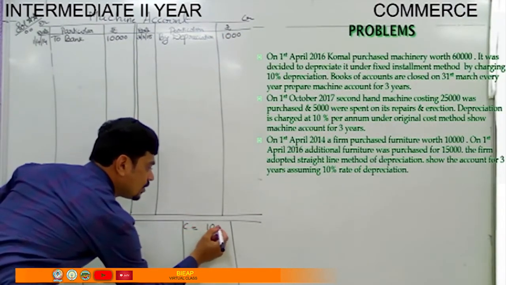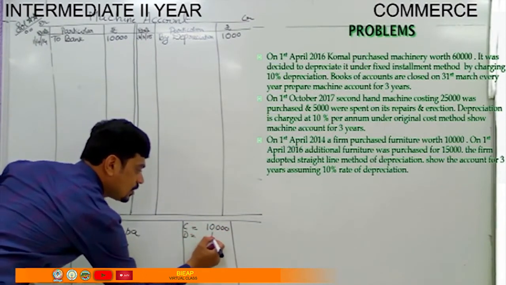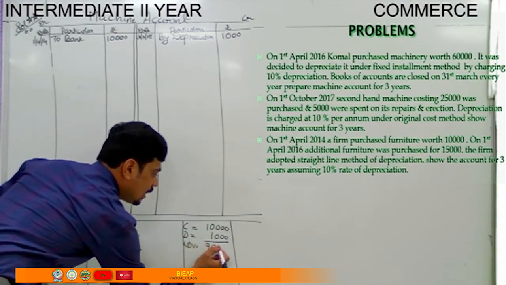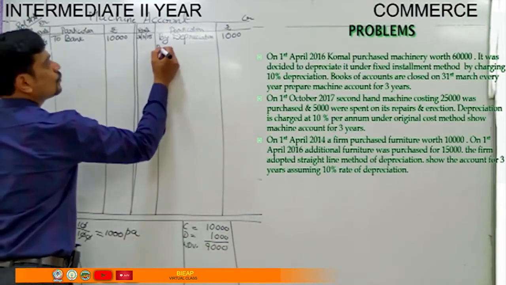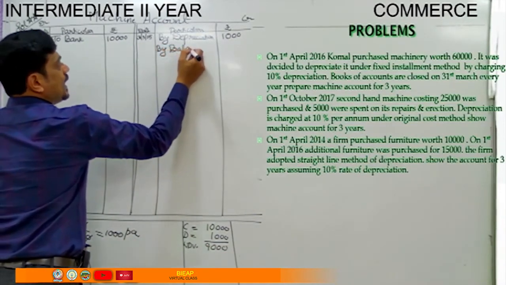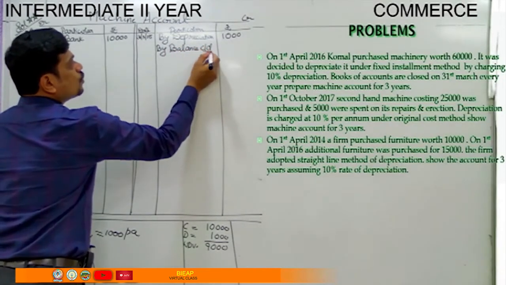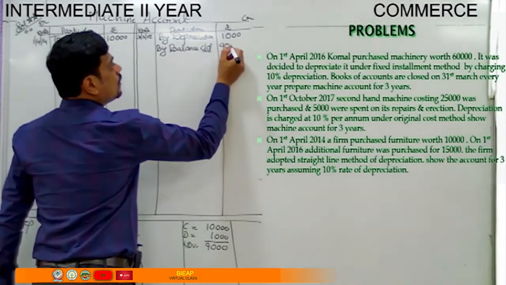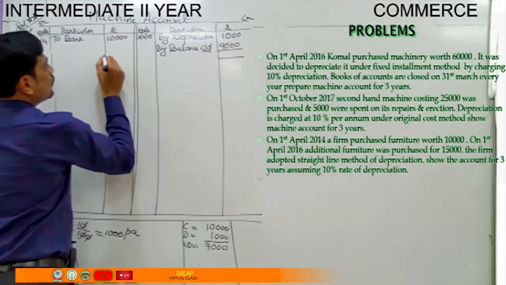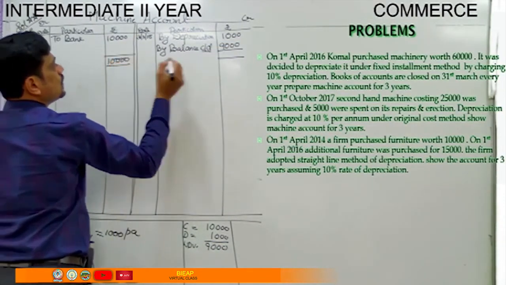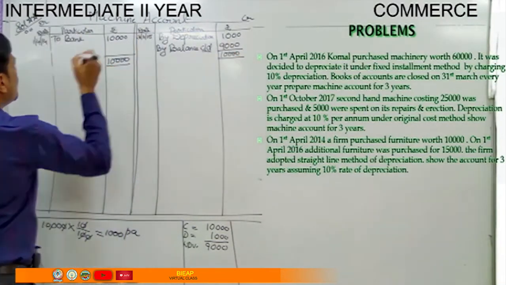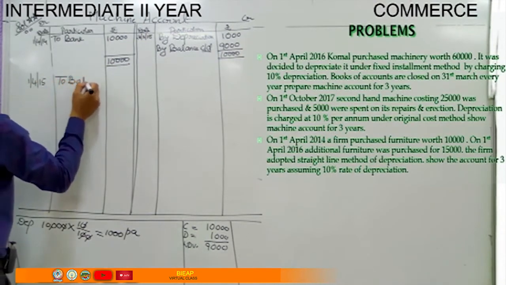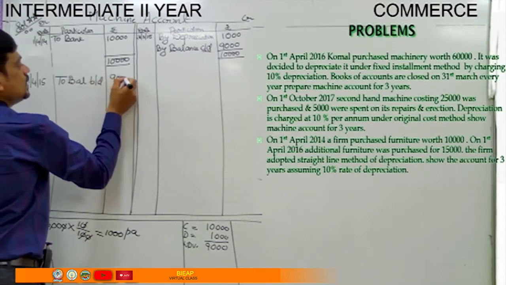How much is the cost? 10,000. How much depreciation? 1,000. How much is the written down value then? 9,000. Subtraction we have to do. So by balance carried down. Generally students, they don't write carried down, brought down. You have to write carried down and brought down. Lesser side carried down. So close the account with 10,000. First year is over. Now, 1st April 2015, to balance brought down 9,000.